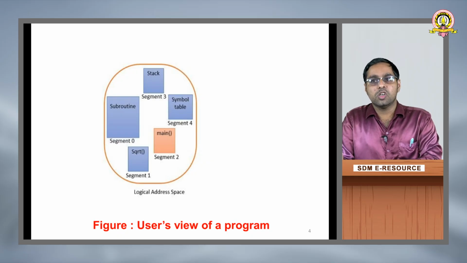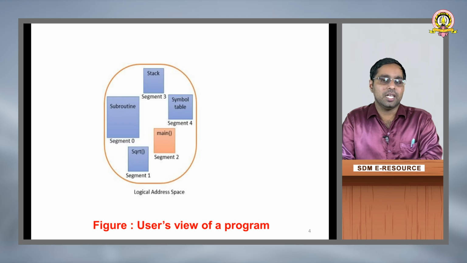We can understand this concept clearly with the help of a diagram. You can see the logical address space which is divided into 5 segments: segment 0, segment 1, segment 2, segment 3 and segment 4. Segment 0 consists of a subroutine, segment 1 consists of a square root function, segment 2 contains the main function, segment 3 contains the stack and segment 4 contains the symbol table. So in this diagram you can observe that the logical address space is divided into 5 segments.